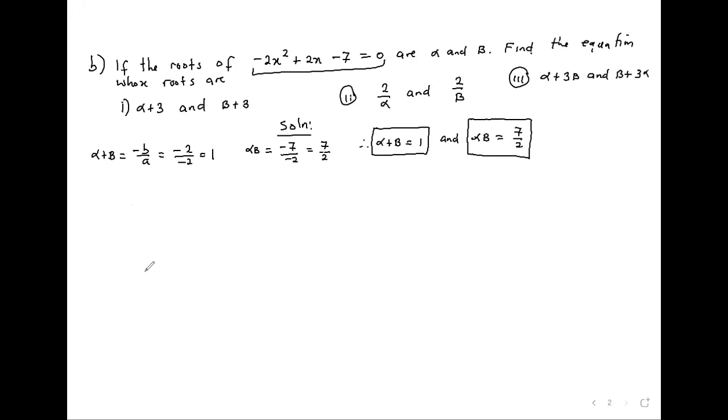Then you come to equation 1. The equation of a quadratic should always look like this: x squared minus the sum of the two roots multiplied by x plus the product of the two roots is equal to 0. So for part 1, we are given the roots: alpha plus 3 is root 1, beta plus 3 is root 2. So to find the sum, you add the roots given: alpha plus 3 plus beta plus 3.